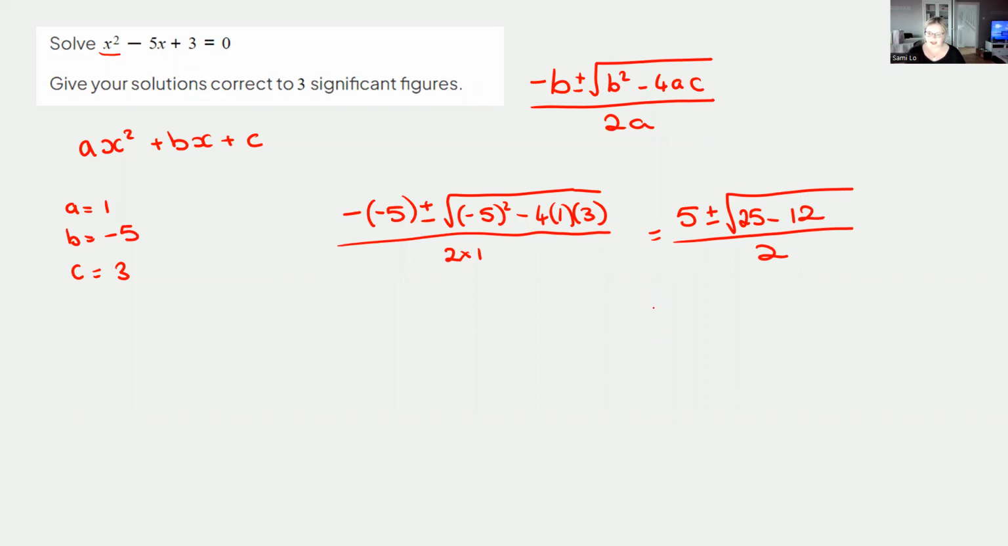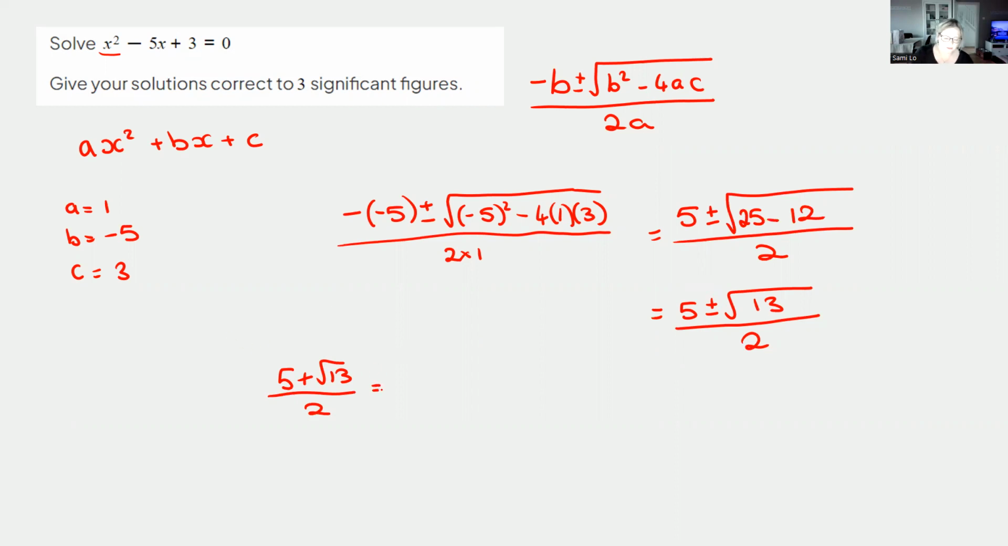So before I even type it into the calculator, I've done already some workings that are going to save me some time from making mistakes in my calculator. I'm just going to finish that off. So 25 take away 12 is 13, and that's all over 2. Once you get to this stage in your calculator, you're going to do one with a plus, one with a minus, okay? Don't try and find the symbol for a plus and a minus. It's not going to happen. So first one over 2. We just type it in. So 5 on top plus root 13 over 2.